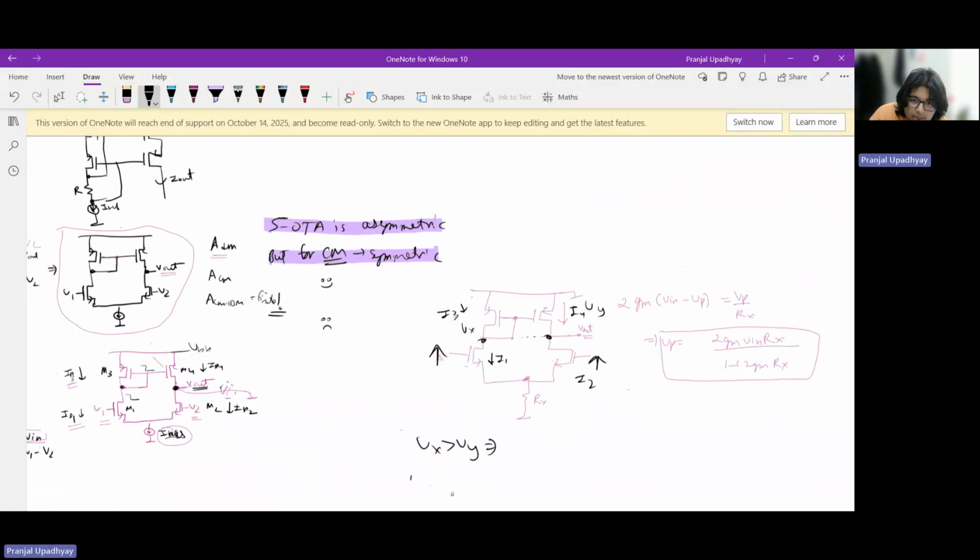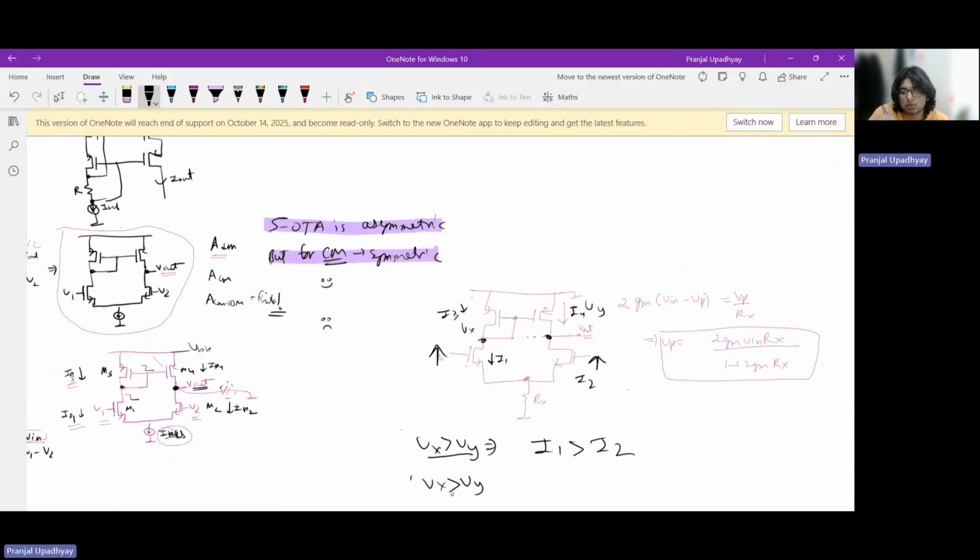So what we can basically say here is that if Vx is more than Vy, from the NMOS perspective, we can say that I1 will be more than I2. But from the PMOS perspective, if Vx is greater than Vy, since Vx is a large value, the drain to source drop here is less.